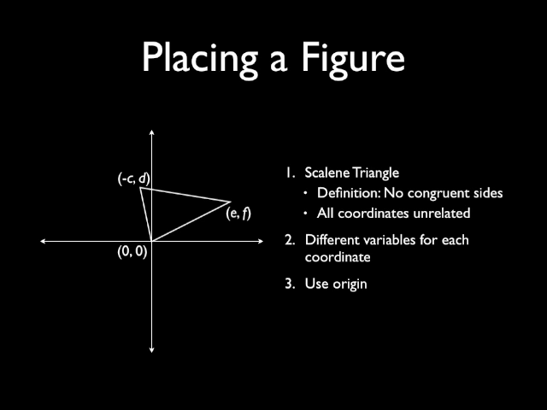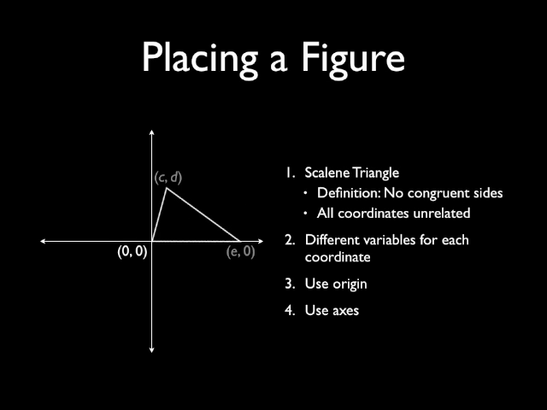And now let's take a look at what the 4th rule does for us. We're going to use the axes. In this case, we'll rotate it down so one of the sides is on the x-axis. Notice that we just eliminated the variable f. So we have gone from having 6 variables, all negative, to having only 3 variables and all of them positive. As you can see, following these 4 simple rules can make your coordinates much easier to work with.